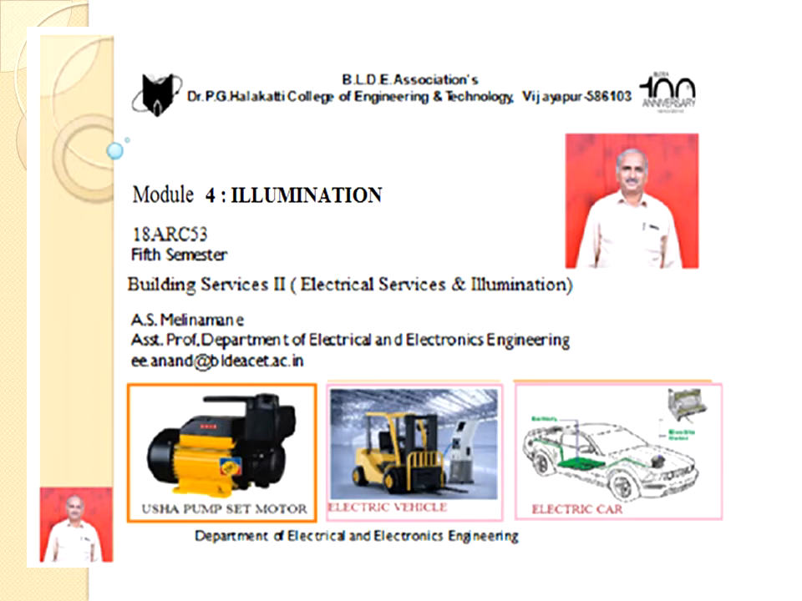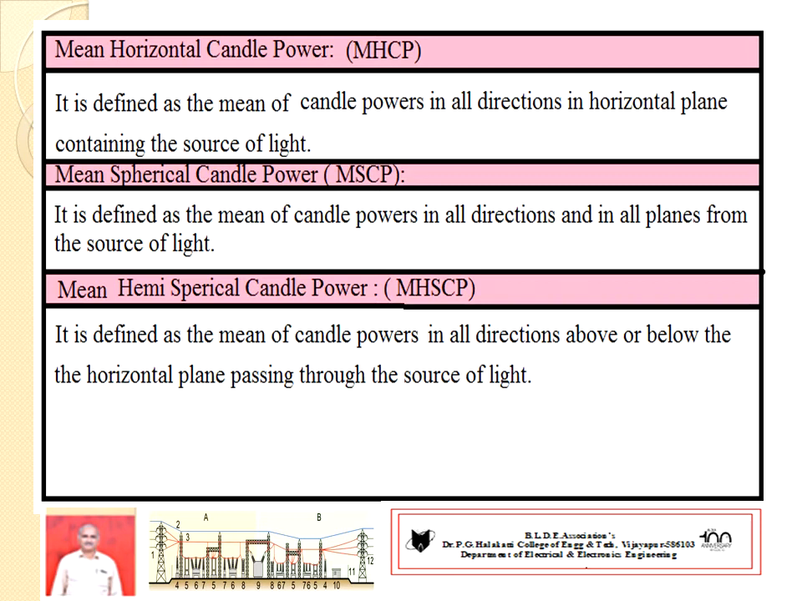your buildings. So first of all, MHCP, mean horizontal candle power. It is defined as the mean of candle powers in all directions in horizontal plane containing the source of light. Second one, MSCP, mean spherical candle power. It is defined as mean of candle powers in all directions and in all planes from the source of light.